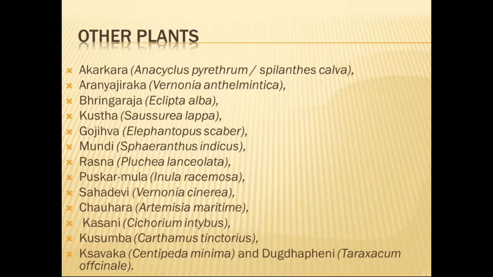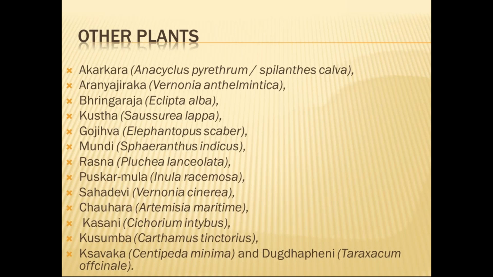Okay, other plants from this particular family, these are the Kushta. We are going to be seeing the Gojuva, Mundi, then Rasna. Rasna, source is Fuchsia lanceolata, is from this particular family. Then Pushkar Mul, that is Inula racemosa. Then Sahadevi, Varnia, Cyaneria. Then Chora, that is Artemisia maritima.